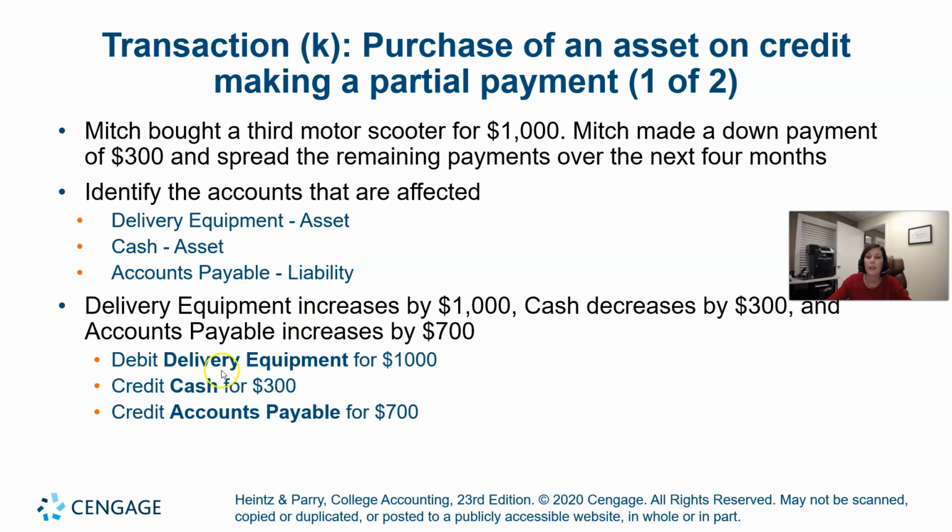So how is that going to look? We're going to have a debit for our delivery equipment. That's an asset, and it's going to go up by the $1,000. Even though we haven't paid for all of it, we're going to debit the full value of the scooter. Meanwhile, our cash balance has gone down by the $300 down payment, and the balance of what we owe people will now go up by $700 as a result of this new debt.